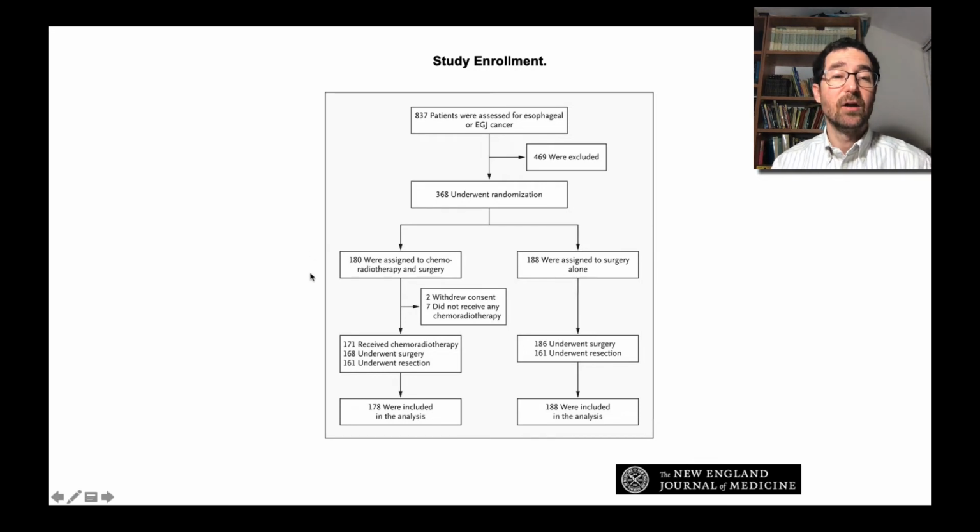So just to go through these slides in detail, they started off with 840 patients. Many were excluded. Probably some of them were metastatic. Probably some of them weren't strong enough to undergo what's really quite a toxic treatment. In the end, they got down to 370 patients, 368 who entered the trial. Half went to surgery alone, and half went to chemoradiation followed by surgery.